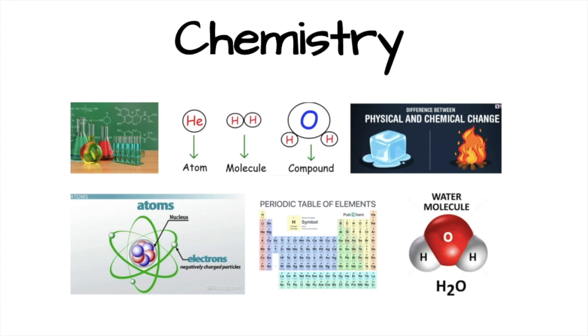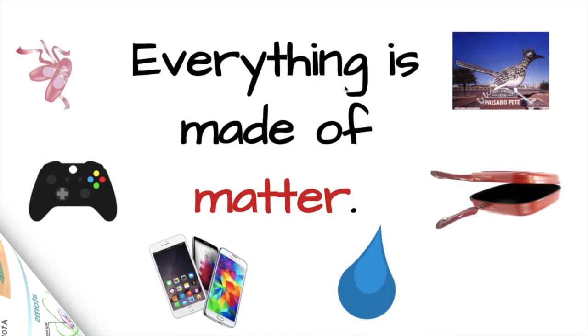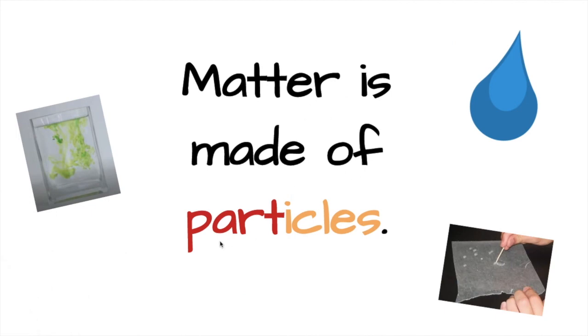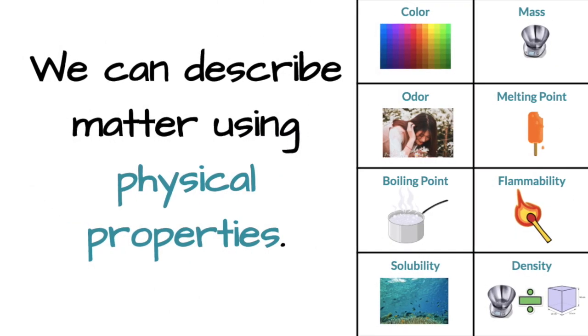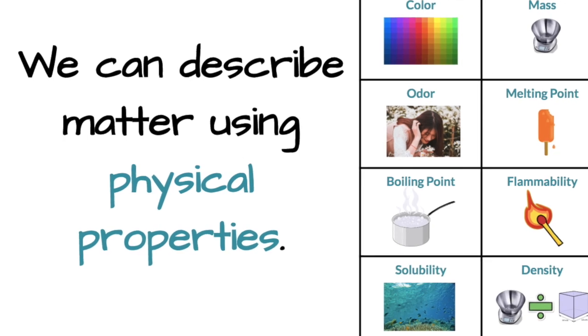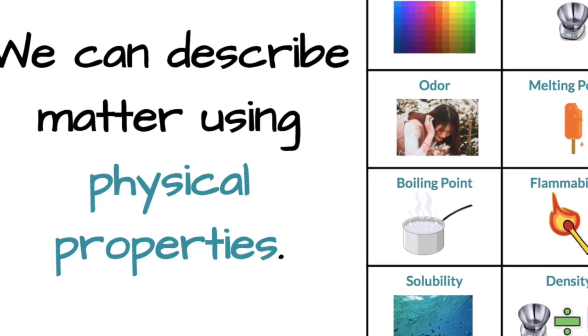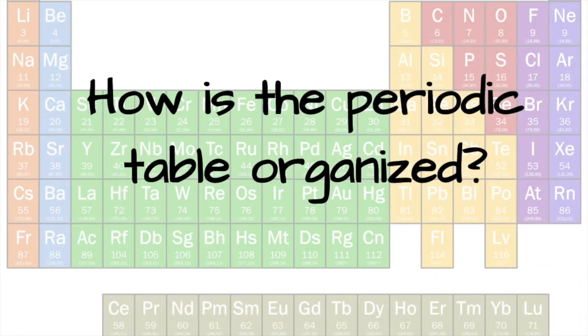Let's do a quick review of what we've learned so far. Everything in the world around us is made of matter, and matter is made of particles. We can describe matter using physical properties like color, melting point, or density. Today we'll ask ourselves the question, how is the periodic table organized?